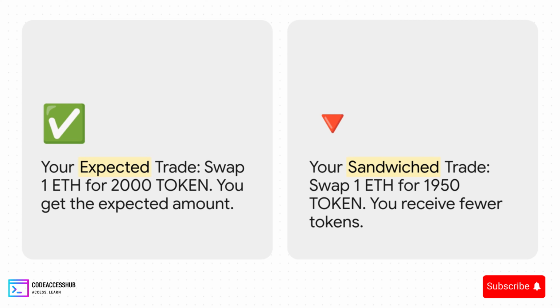And let's look at what this actually means for your wallet. It can be pretty brutal. Let's say you're trying to swap 1 ETH for 2,000 of some token, but because you got sandwiched, that same 1 ETH now only gets you, say, 1,950 tokens. Poof! You just lost the value of 50 tokens, and that money went straight into the attacker's pocket.